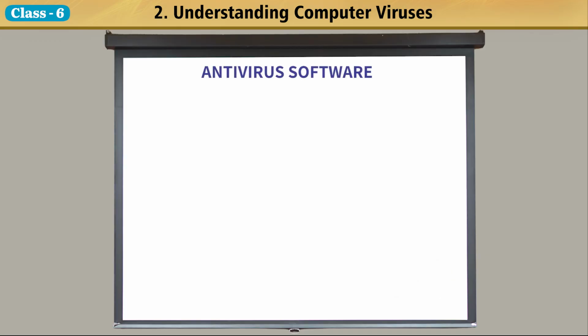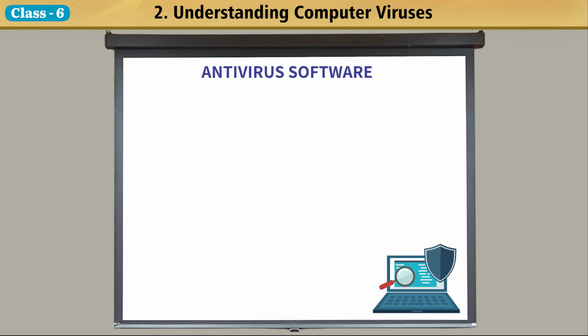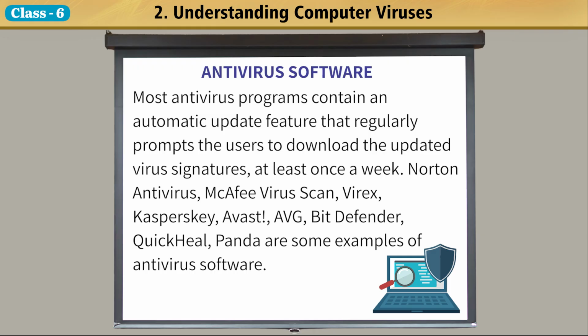Antivirus software. Antivirus software is special security software that aims to give better protection than is offered by the underlying operating system. In most cases, it is used as a preventive solution. However, when that fails, the antivirus software is used to disinfect the infected programs or to completely clean malicious software from the operating system. Most antivirus programs contain an automatic update feature that regularly prompts the users to download the updated virus signatures at least once a week.